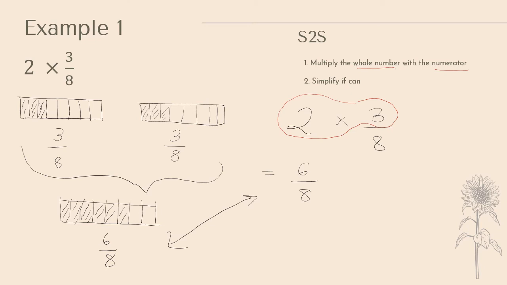So this is what happens when you multiply a fraction with a 1-digit whole number. Step 2, simplify if can. Again, ask yourself, can you divide the numerator and the denominator with the same factor? It looks like yes, obviously you can. So you need to divide this by 2 and this by 2. So we have 6 divided by 2 gives us 3, and 8 divided by 2 gives us 4. Again, ask yourself, do you need to simplify it further? If can, think of a factor where you can divide both the numerator and the denominator with. If not, then your answer will stay as 3 out of 4.